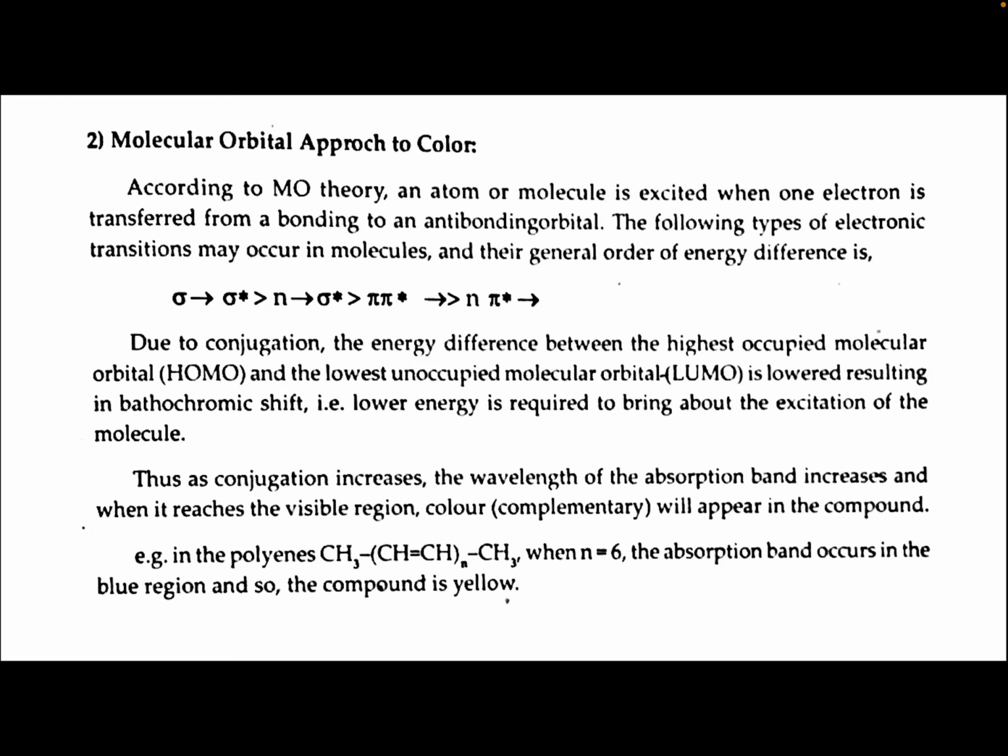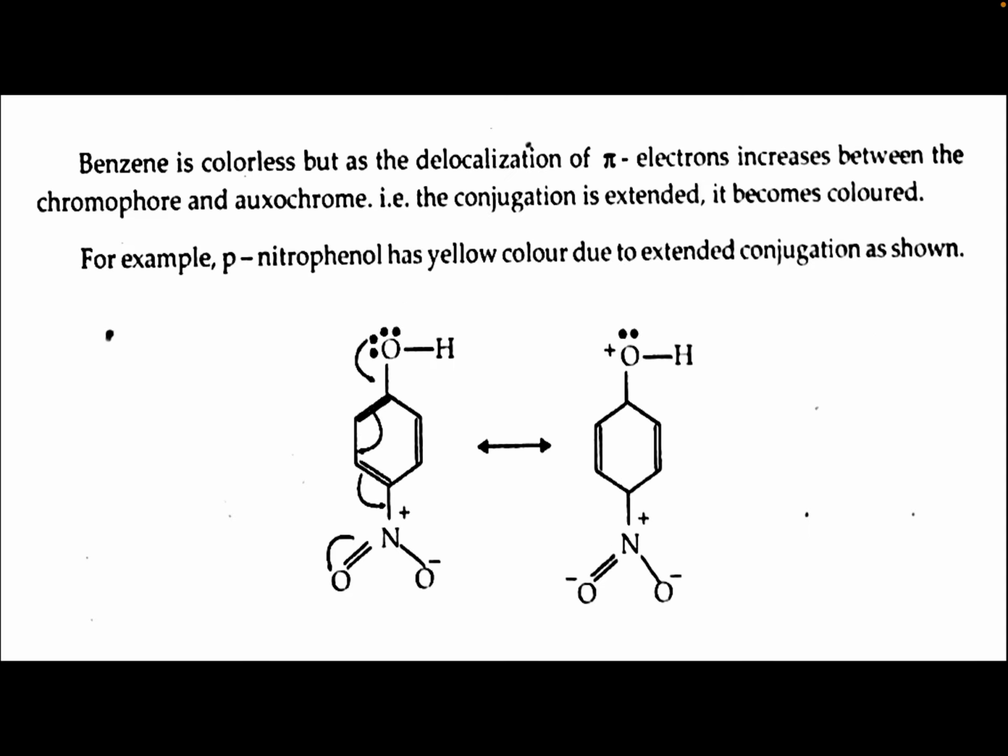Due to conjugation, the energy difference between the highest occupied molecular orbital, HOMO, and the lowest unoccupied molecular orbital, LUMO, is lowered, resulting in a bathochromic shift. That is, lower energy is required to bring about the excitation of the molecule. Thus, as conjugation increases, the wavelength of the absorption band increases, and when it reaches the visible region, the complementary color appears in the compound. Example: in polyenes, CH3-(CH=CH)n-CH3, when n is equal to 6, the absorption band occurs in the blue region, and so the compound is yellow, that is, its complementary color.